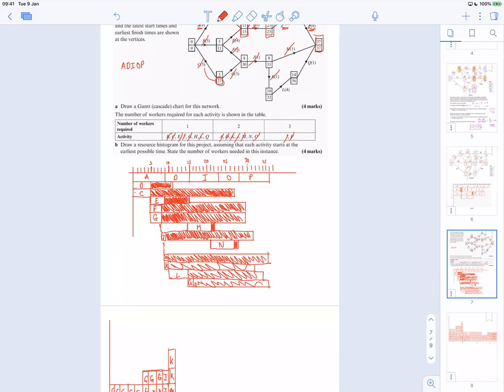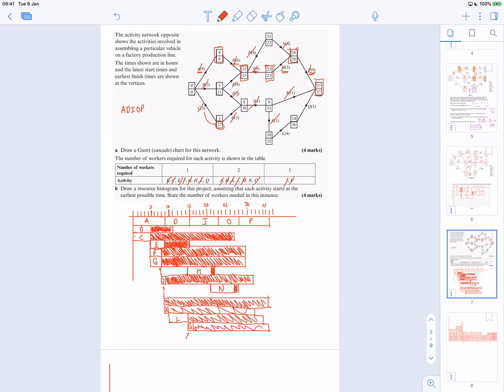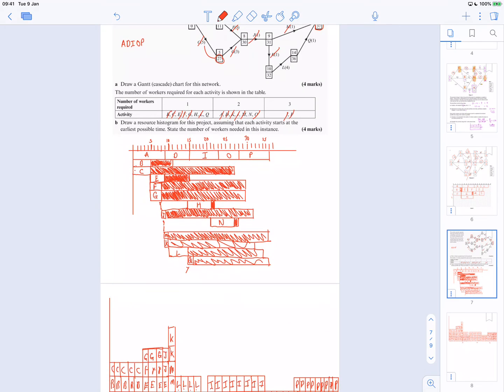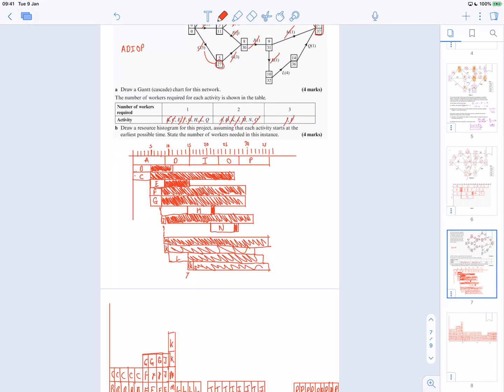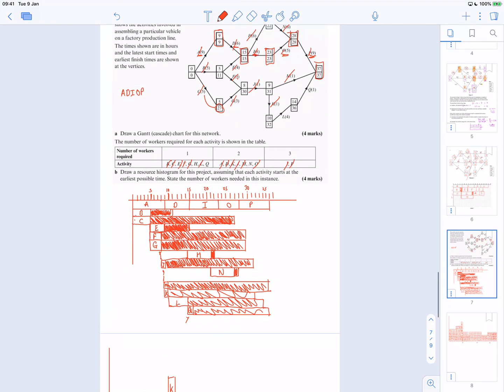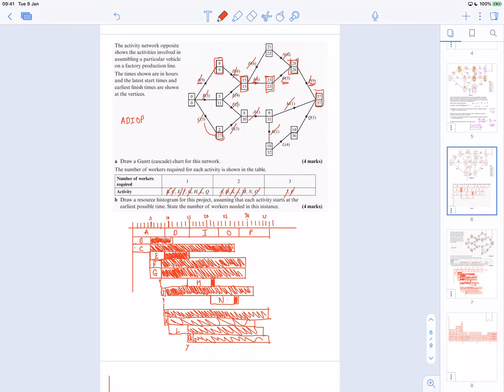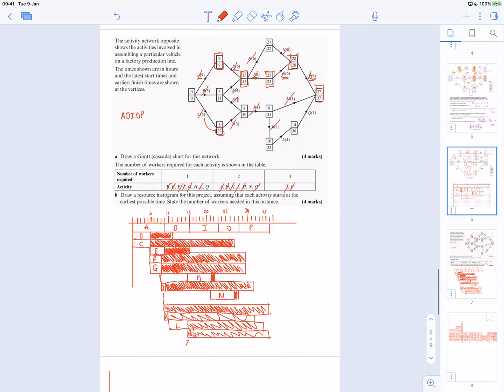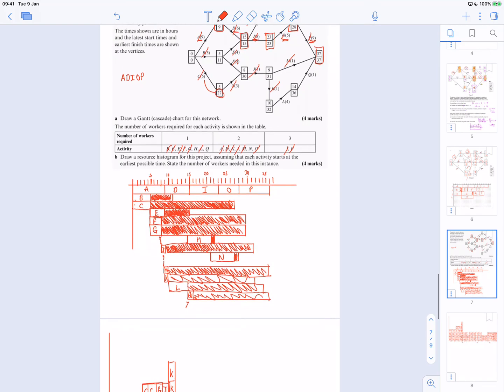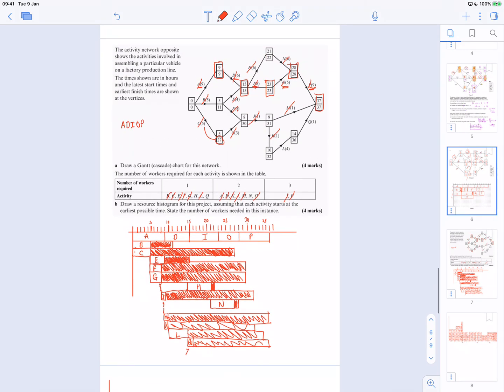And then the next one's a G and H. Oh no, what's this one? Oh, that's Q. Q. H, Q, and N. Okay, H and Q. Okay, H is... Where's H? H is 6 and it's 1 worker and it starts from 15.